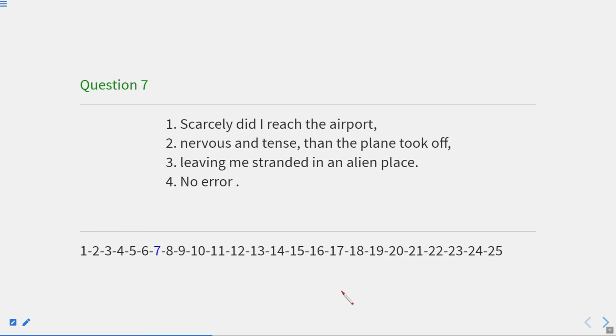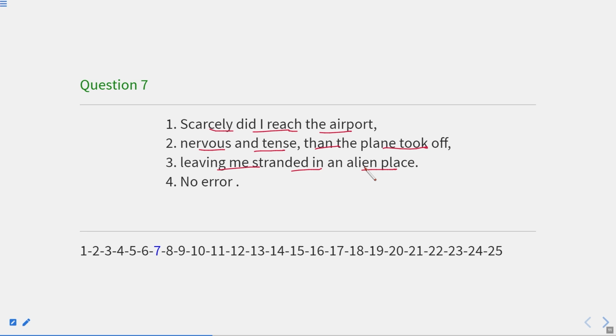Now let us move to the 7th question. Scarcely did I reach the airport, nervous and tense, then the plane took off, leaving me stranded in an alien place. It means I just arrived at the airport.